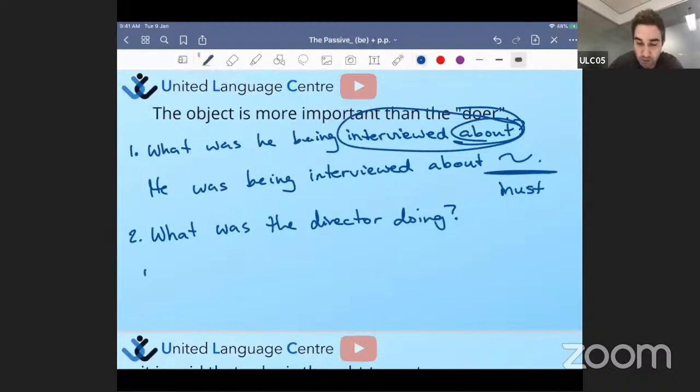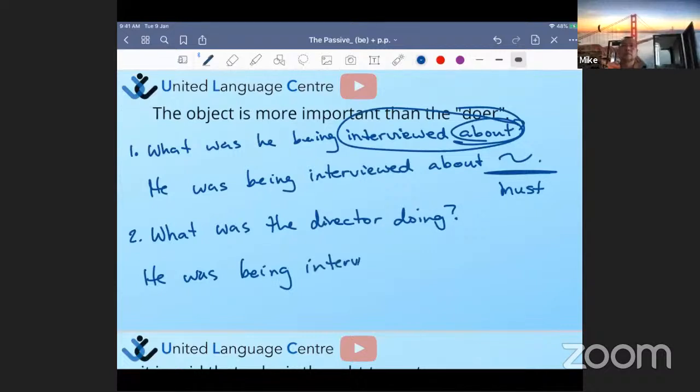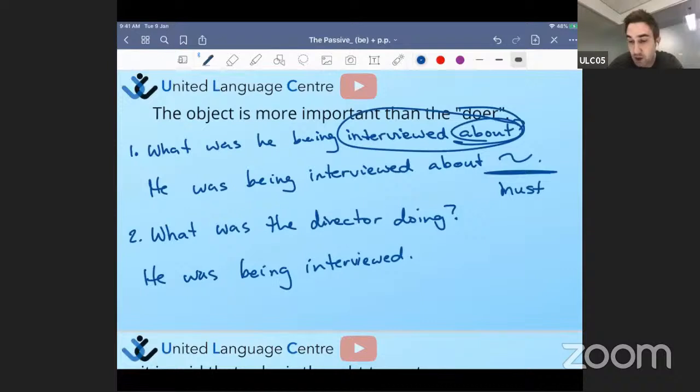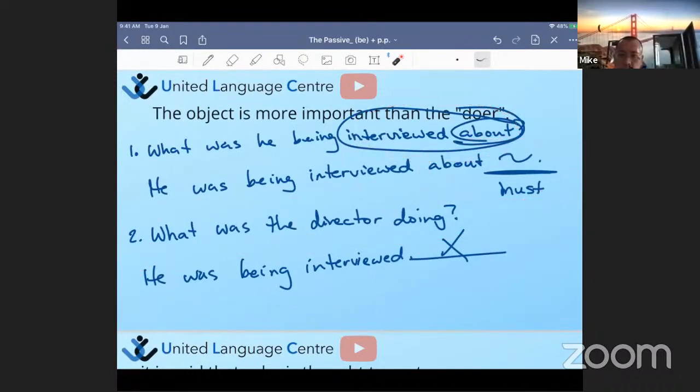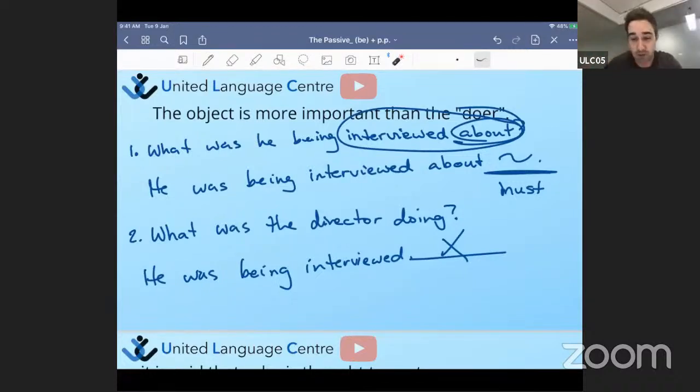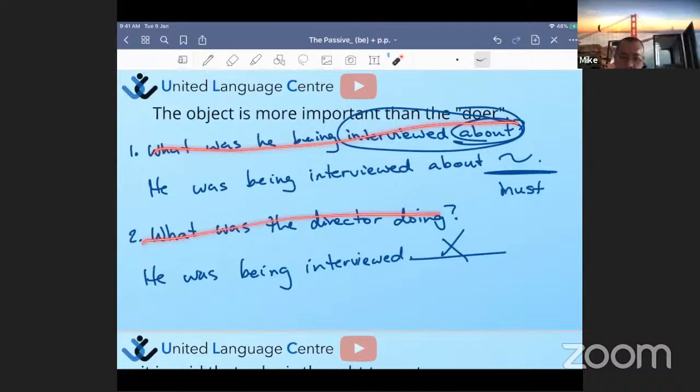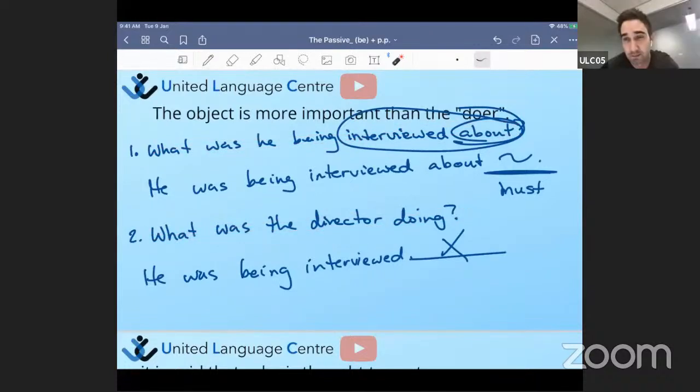He was being interviewed, right? This is not important. I don't need to add this information because the question is, what was he doing? He was being interviewed. This is enough. But to answer the other question, I must use this information. But for you, Li Ping, on your homework, you can choose to keep it or not to keep it because we don't know the question. We don't know what they're asking. Does that make sense?